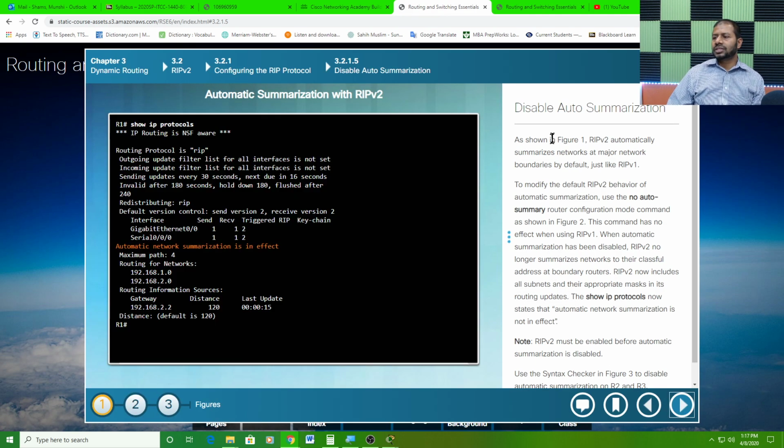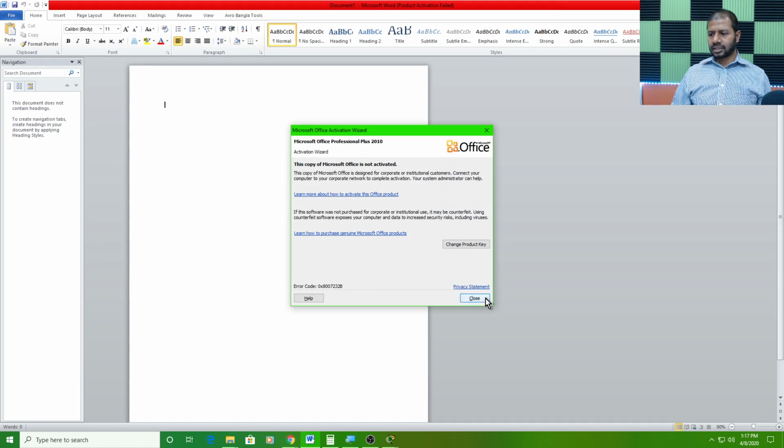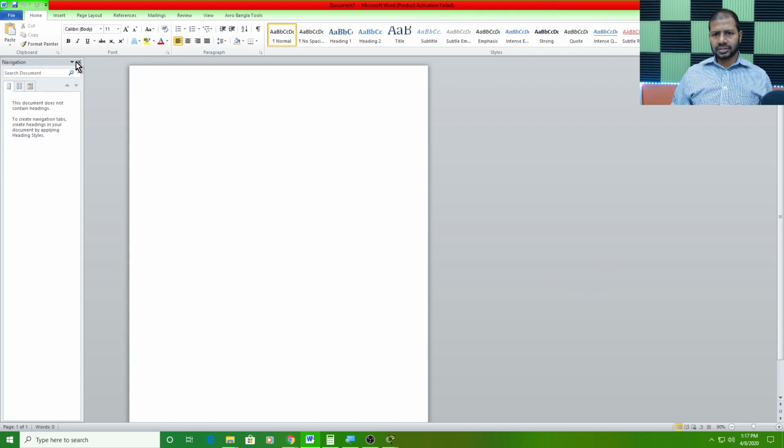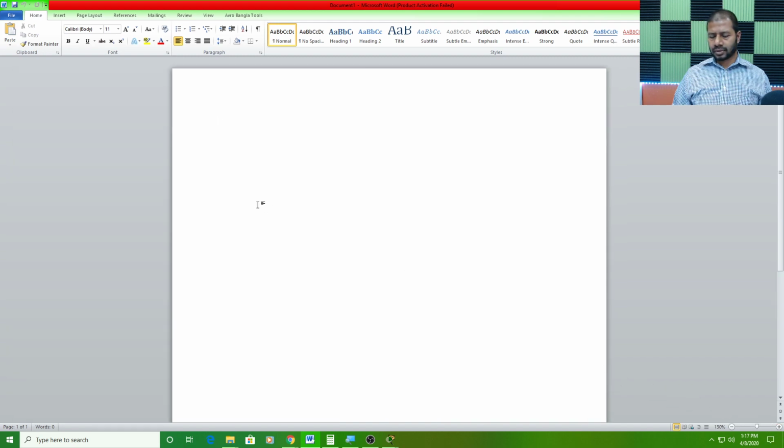Now, disable auto summarization. What the router does is make a summary of the routes. For example, let me open Microsoft Word and tell you something that may be an easy way to explain it. Say I have a destination network, 192.168.2.128, and that has, say, a 26-bit mask.